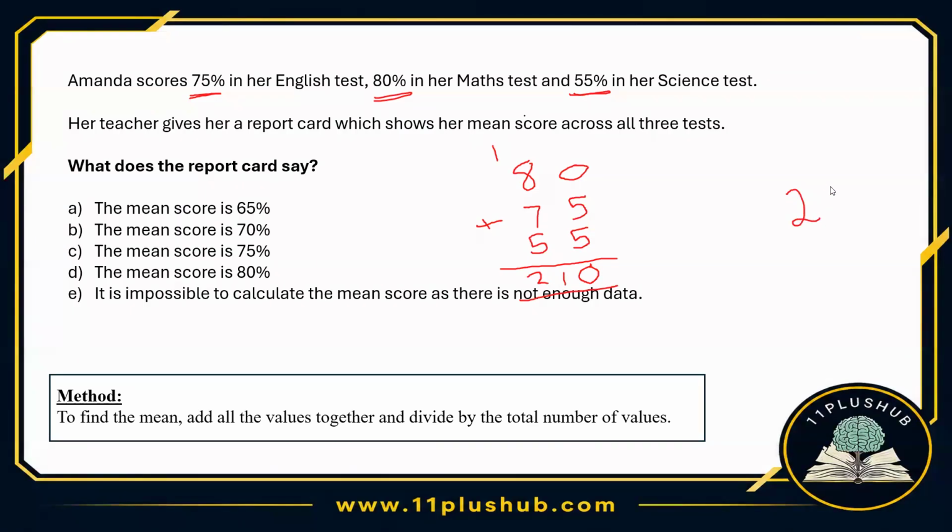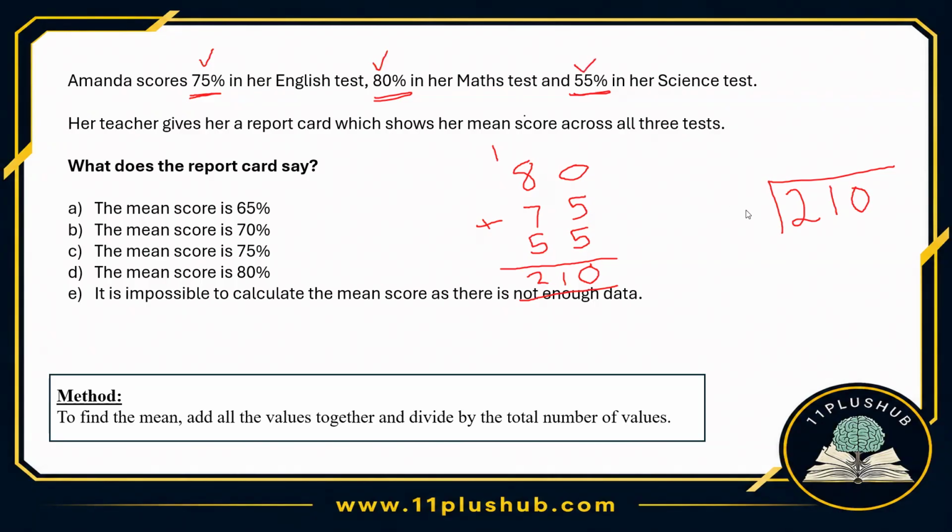But the second part of the question is asking me to divide this by the total number of values. This is where one or two of you got a bit confused, because one or two of you divided by 5 because that's what we did in the last question. But we're not supposed to divide by 5 every time. We're supposed to divide by the number of data entries, the data values that we have. We've got 3. 1, 2, 3.